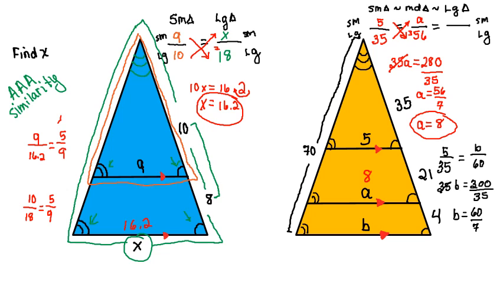or 8 4/7, just a little bit larger. So you can find all the sides of a triangle just by using your AAA similarity. Apples to oranges.